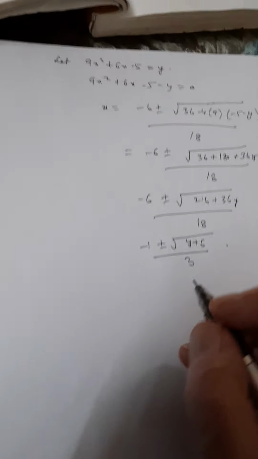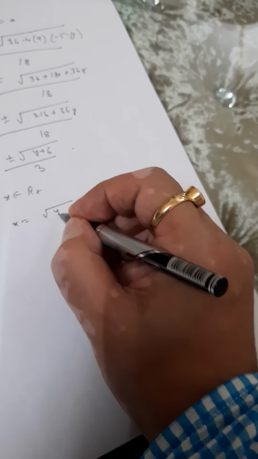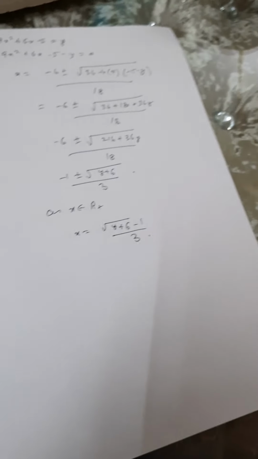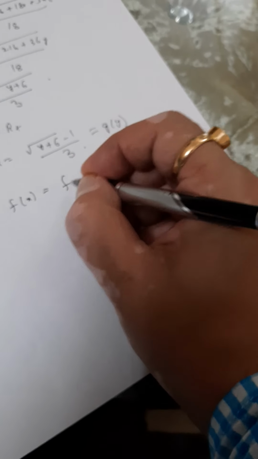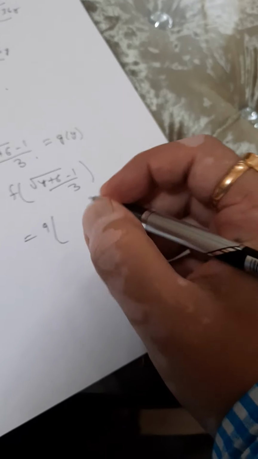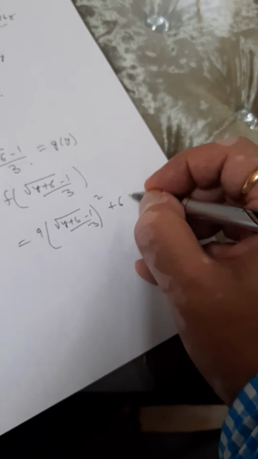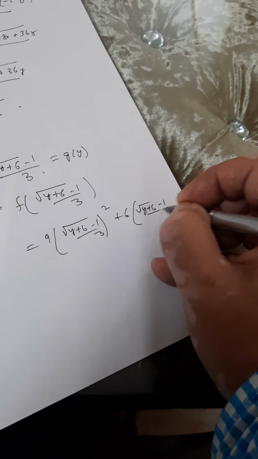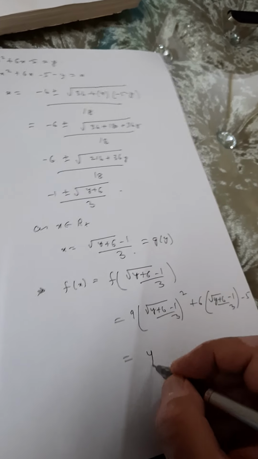from both the sides. Now as x belongs to R plus, so x is equal to root of y plus 6 minus 1 by 3. Now since x came in the y form, that is g of y. So you have x is this, and f of x is equal to f of root of y plus 6 minus 1 by 3. This is 9 times (root of y plus 6 minus 1 by 3) whole square, plus 6 into (root of y plus 6 minus 1 by 3), minus 5 will come. Now solve this, you will get this as y.